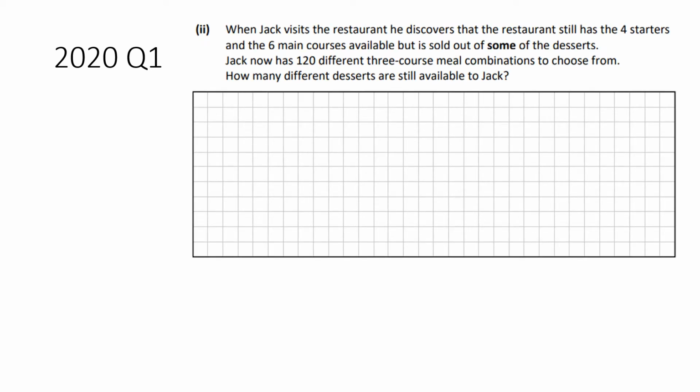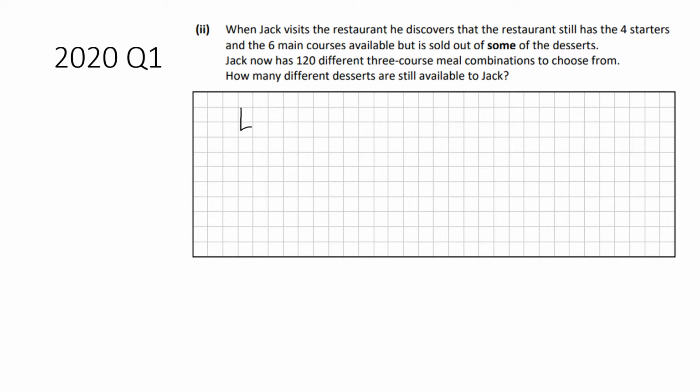When Jack visits the restaurant, he discovers that the restaurant still has the 4 starters and 6 main courses available, but is sold out of some of the desserts. Jack now has 120 different 3-course meal combinations to choose from. How many desserts are still available to Jack?